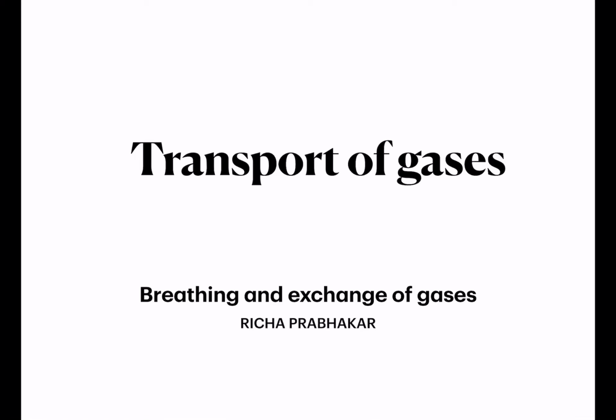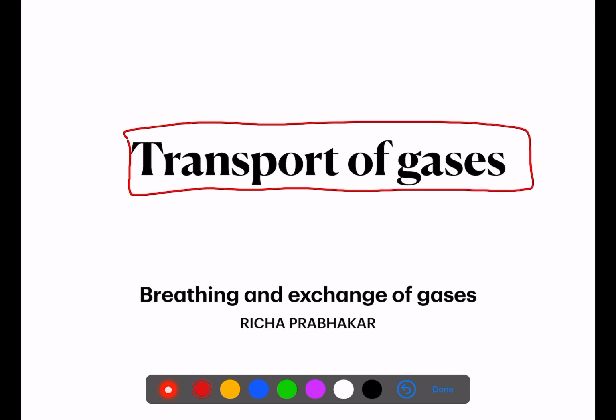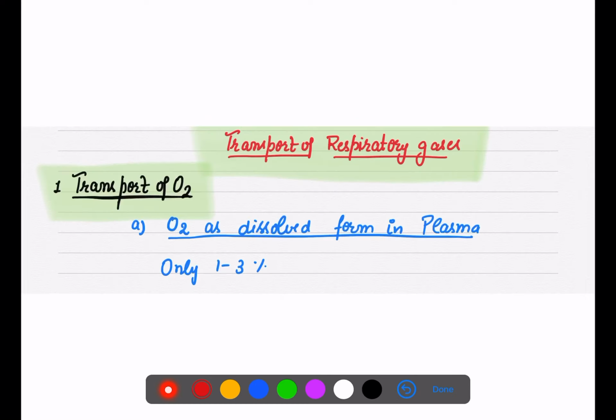So here now we have discussed the exchange of gases. After exchange of gases, I have taken the topic that is the transportation of gases. Now you have understood what is external respiration. You have an idea about internal respiration, meaning exchange of gases at the alveolar level as well as at the tissue level. So now those gases like oxygen and CO2 are going to be transported to the different areas of our body.